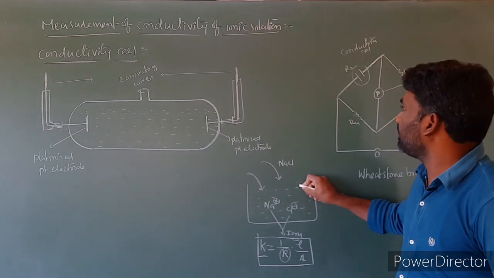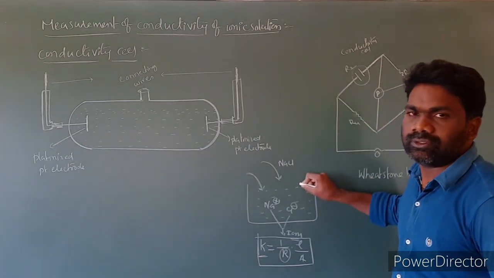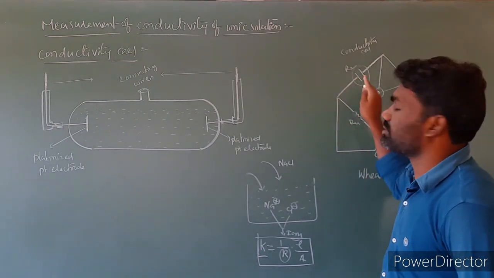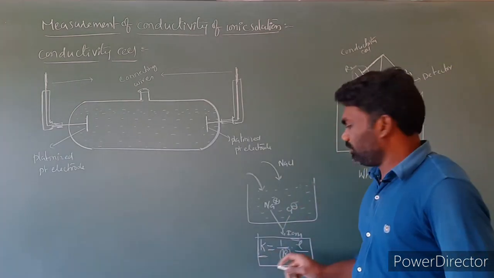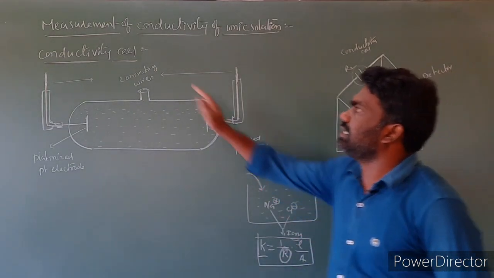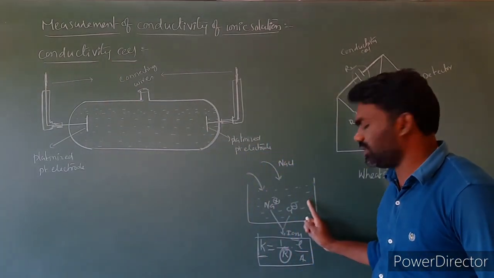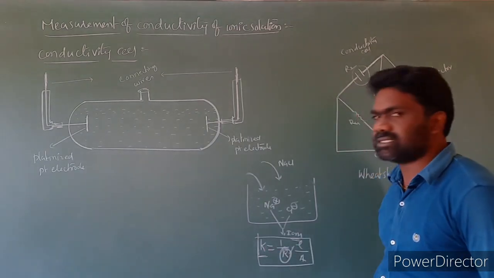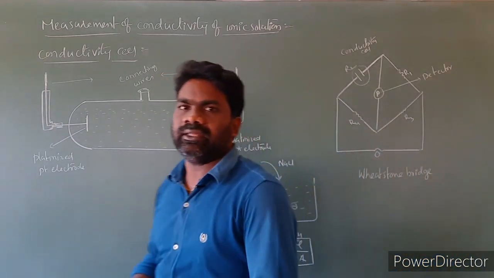Otherwise, if we want to find the resistance using a Wheatstone bridge, it is a metallic wire arrangement, and we cannot connect a solution through this metallic wire. So direct connectivity of the solution to the Wheatstone bridge is not possible. So to find out the resistance of a solution, we have to use a specially designed cell called a conductivity cell. If we know the resistance of the solution, then only are we able to find the K value.